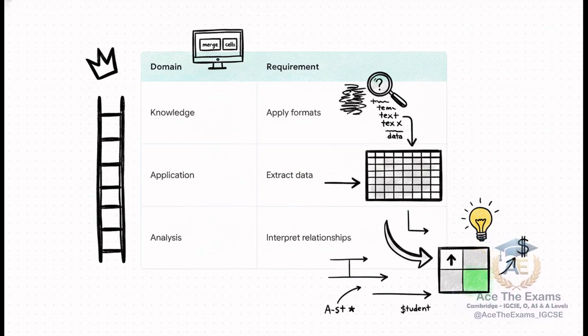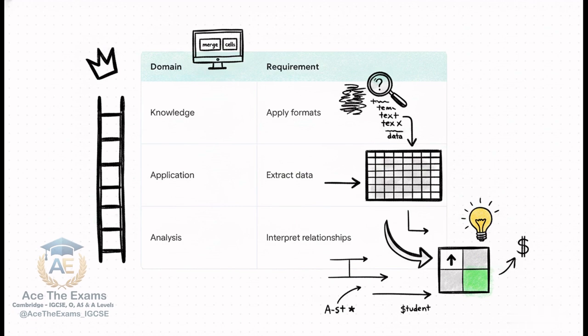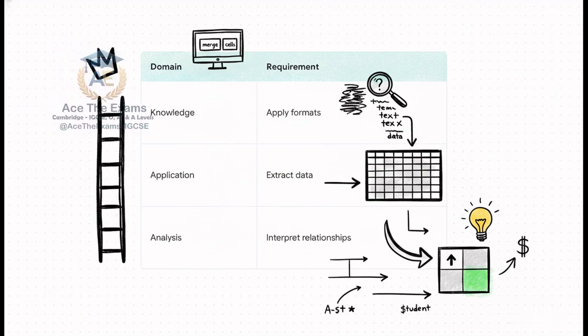Application is taking raw data from a messy text file and structuring it into a readable table using appropriate borders and shading. But analysis? That is where the A-star students live. Analysis means interpreting the relationships within that data. If you set a conditional formatting rule that turns a cell green when revenue exceeds costs, you aren't just coloring a box, you're drawing a conclusion about profitability. Examiners are actively looking to see which of these cognitive domains your answer hits. If you only provide knowledge, you strictly cap your grade.